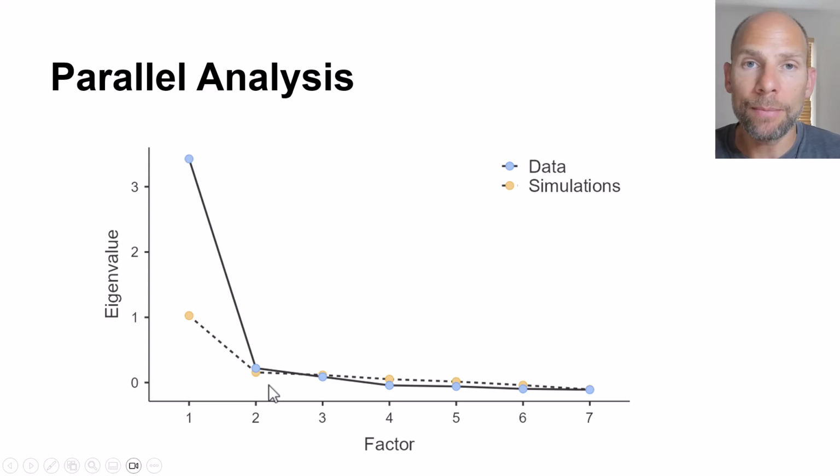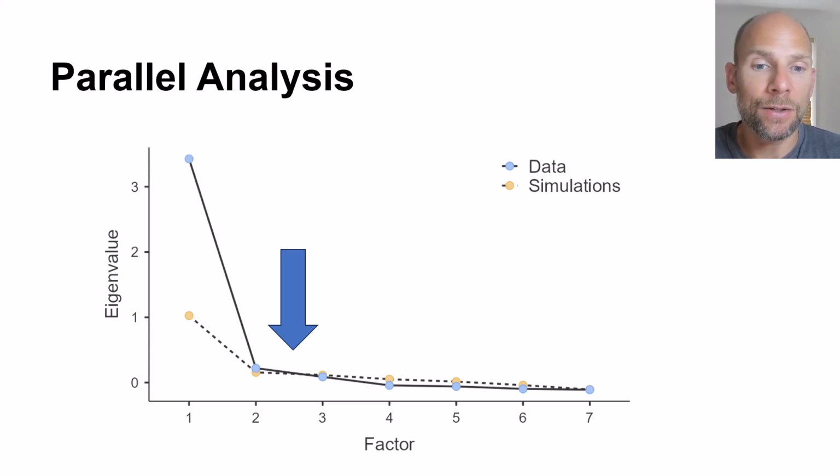And computer programs such as JASP, for example, will do that for you, and they'll run many simulations, so not just one simulation, but they'll average those eigenvalues across multiple simulations, and then they will give you the plot of the simulated eigenvalues in the same graph so that you can compare them. And then what we can take a look at is where those two graphs intersect. So at which point does the scree plot for the simulated data intersect with the scree plot for the actual data? And then we would say we should retain as many factors as appear before that intersection.